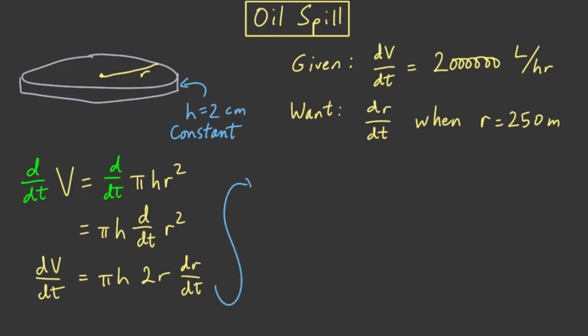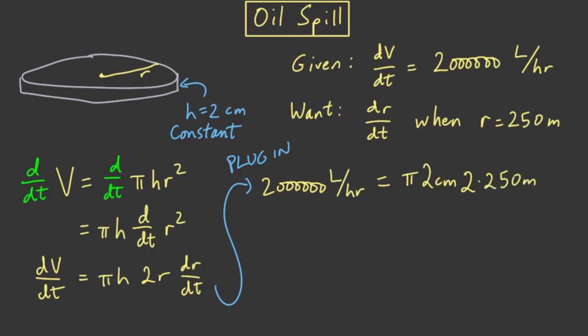Since we're done with the differentiation now, we can just plug in. So on the left, we've got our 2 million liters per hour for dV/dt. And on the right, we've got π, h equals 2 centimeters. Then there's our 2, and then r, which we want to be 250 meters. And then we have dr/dt, which is the thing that we want to solve for. So we can just divide everything that's on the right into the left. And we'll just have dr/dt remaining on the right.